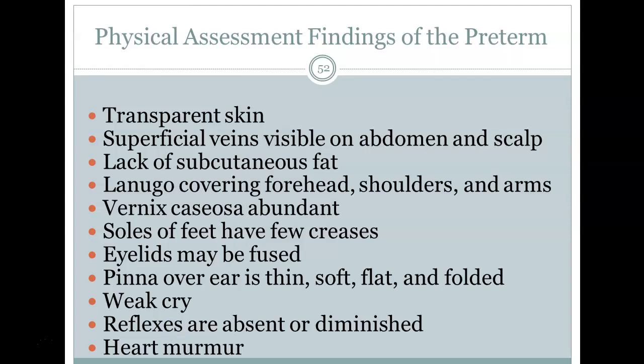Physical assessment findings of the preterm will be transparent skin and superficial veins that are visible on their abdomen and scalp. They'll have a lack of subcutaneous fat. They'll have lanugo covering their forehead, shoulders, and arms. They have an abundant amount of vernix caseosa. The soles of the feet will have few to no creases. Their eyelids may be fused. The pinna of the ear is going to be thin, soft, flat, and oftentimes folded without that spring or recoil. They will have a weak or absent cry. Their reflexes are absent or diminished, and you will often notice a heart murmur due to the fact that the ducts are still open.